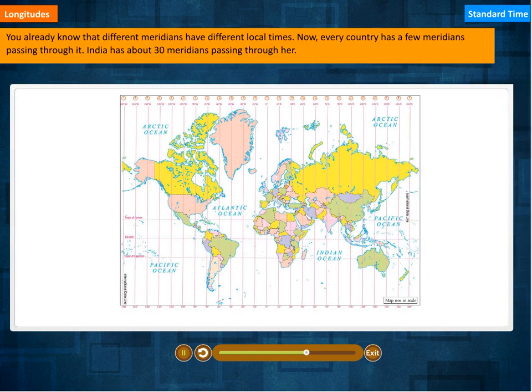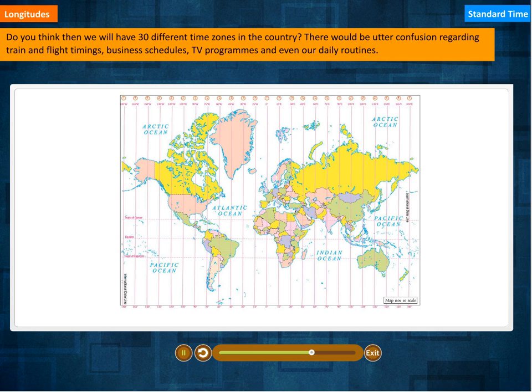Standard time. You already know that different meridians have different local times. Now, every country has a few meridians passing through it. India has about 30 meridians passing through her. Do you think then we will have 30 different time zones in the country? There would be utter confusion regarding train and flight timings, business schedules, TV programs, and even our daily routines.